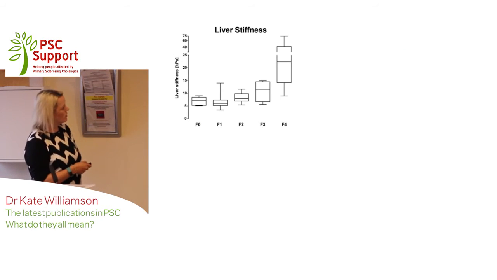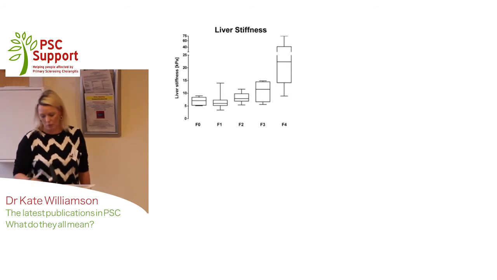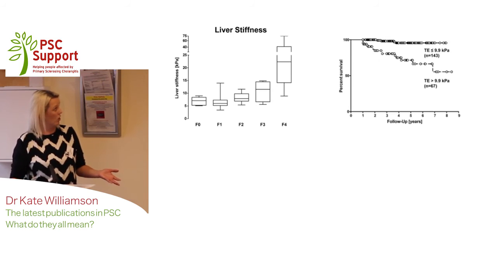So first of all, these F0 to F4 are advancing stages of fibrosis or scarring on liver biopsy, and they found the levels, so these horizontal bars, that corresponded with the liver biopsy scarring on the FibroScan. So basically they showed that the FibroScan values corresponded with the scarring on the liver biopsy.